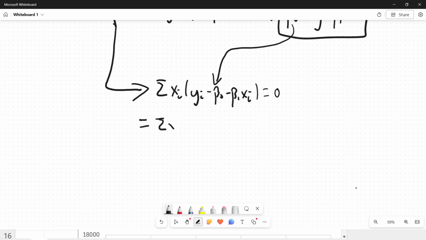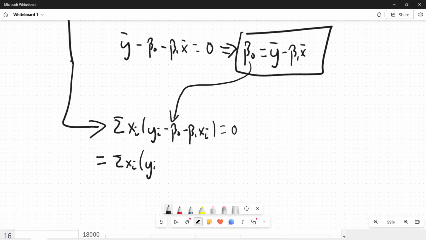The sum of all the xi, parentheses, yi is still yi. Beta 0 becomes y bar minus beta 1 x bar. So I have y minus y bar minus, well, it's going to have two negatives, so it's going to be minus beta 1 x bar. I'm going to write it as minus beta 1 xi from here, and then I'm going to say plus beta 1 x bar equals 0. Then I'm going to break that into two pieces.